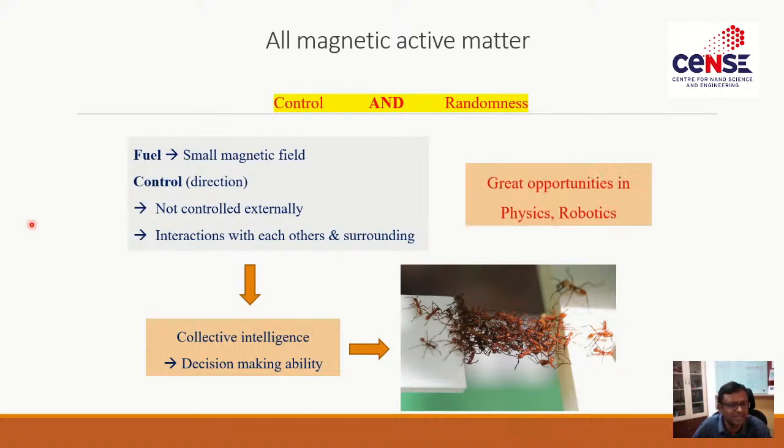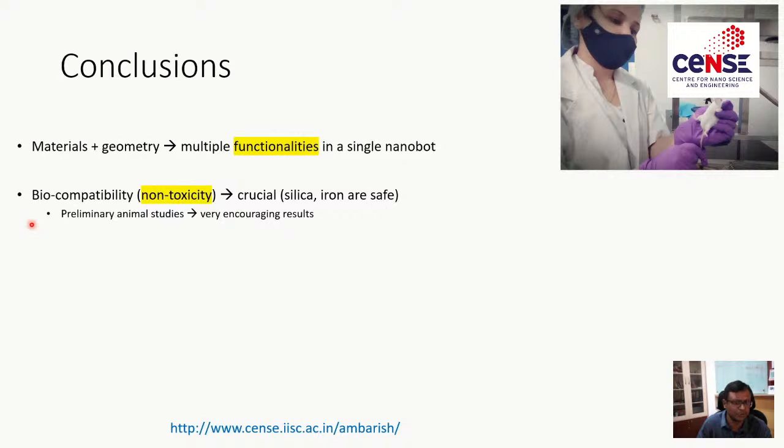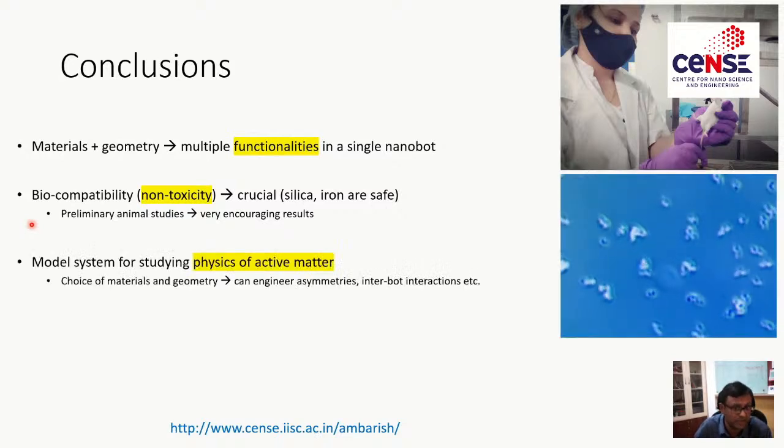I must tell you, these are great opportunities, at least this particular aspect, great opportunities in physics and robotics. I want to conclude the things that I wanted to say. So, we have so many different functionalities. You can really imagine, you can think of an application and we probably will be able to come up with a solution. We have really established that these things are non-toxic, and that's very, very encouraging. And so, which is why we are now thinking about going into human trials sometime end of next year, by 2023 end. Hopefully, we will be able to go to human trials.